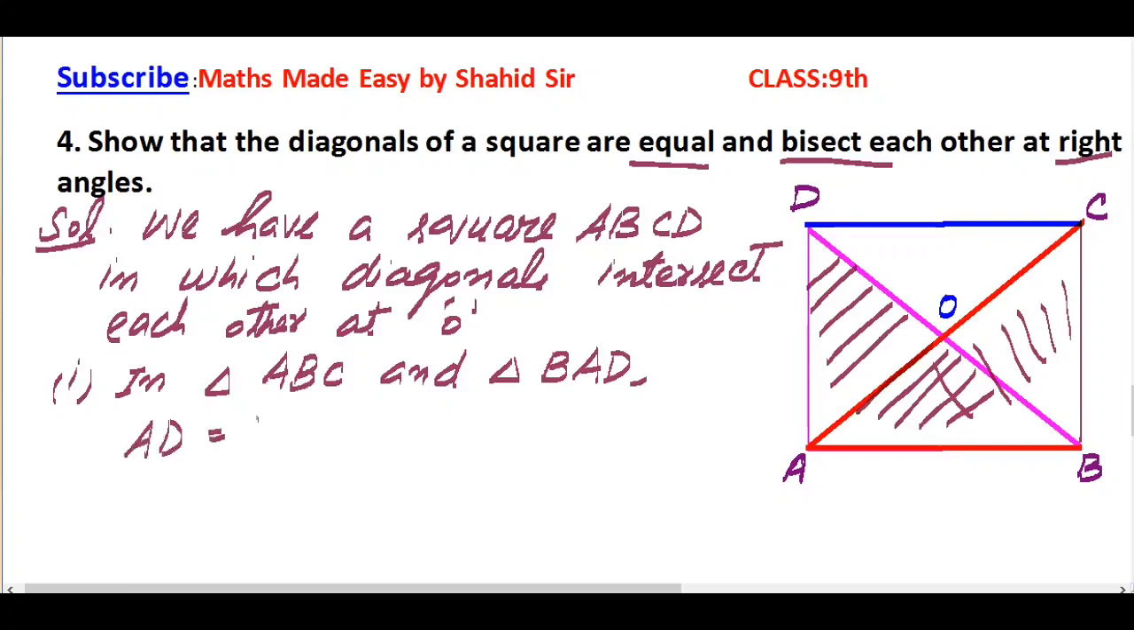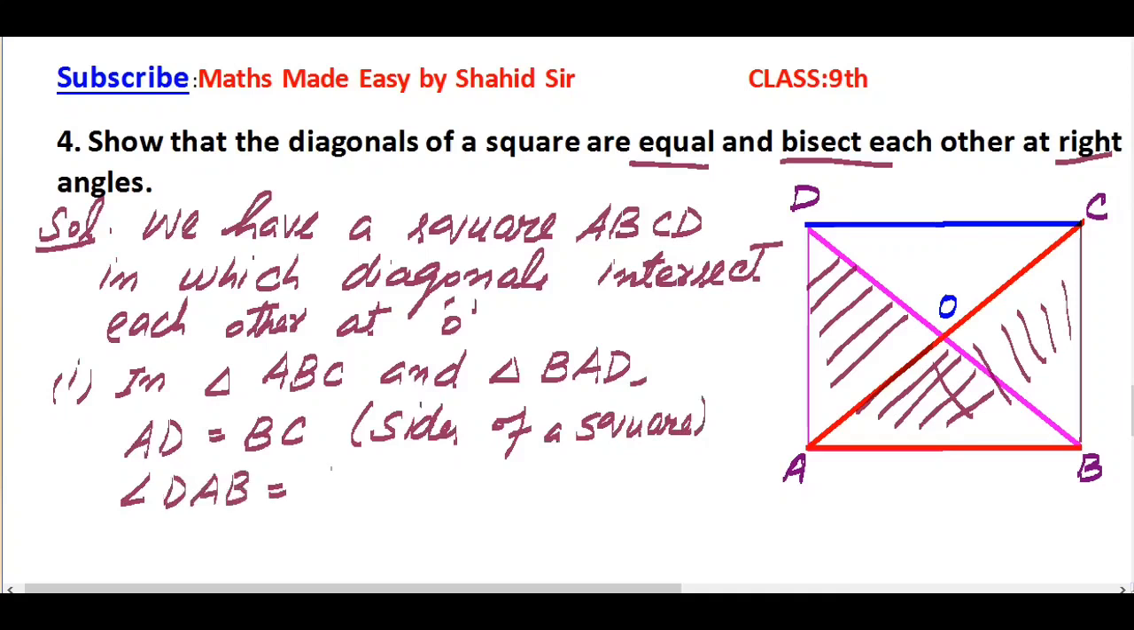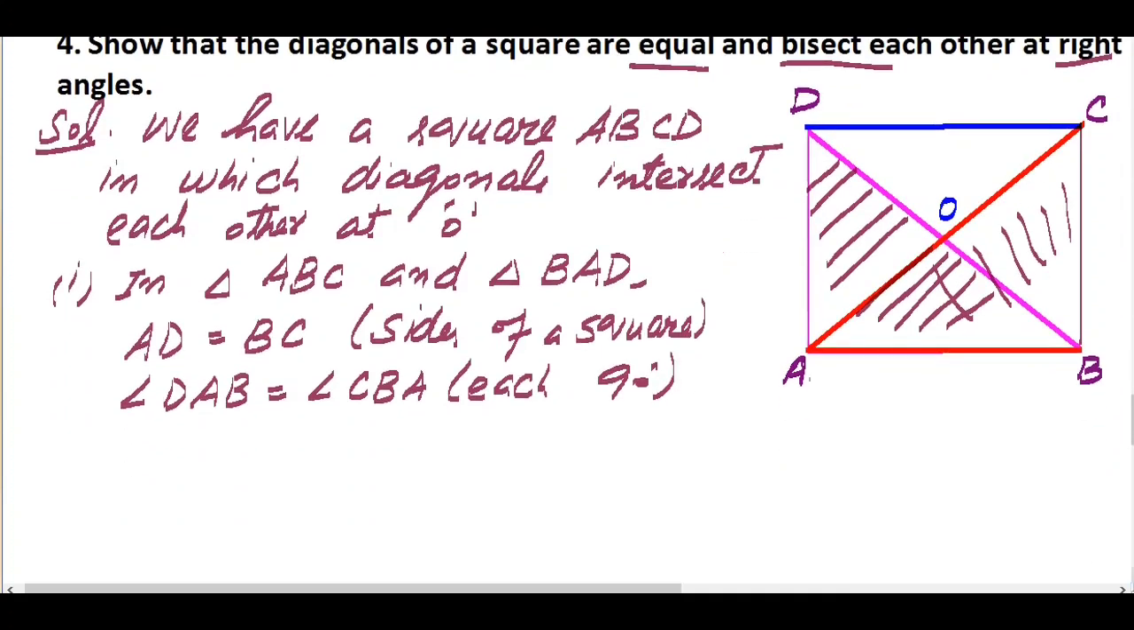Why? Because we know that sides of a square are equal. These are the sides of a square. That is why they are equal. Second point, angle DAB will be equal to angle CBA, each 90 degrees, because we know that the measure of each angle of a square is 90 degrees. That means these two angles are 90 degrees each. Third point, AB is equal to AB. Now AB is a common side of both of these triangles.